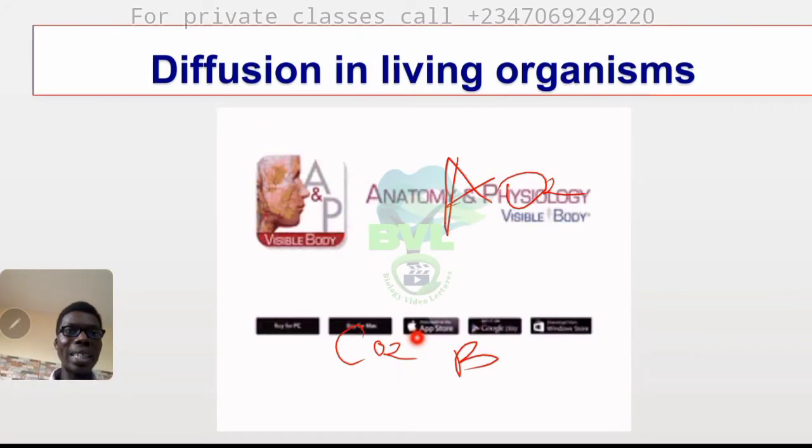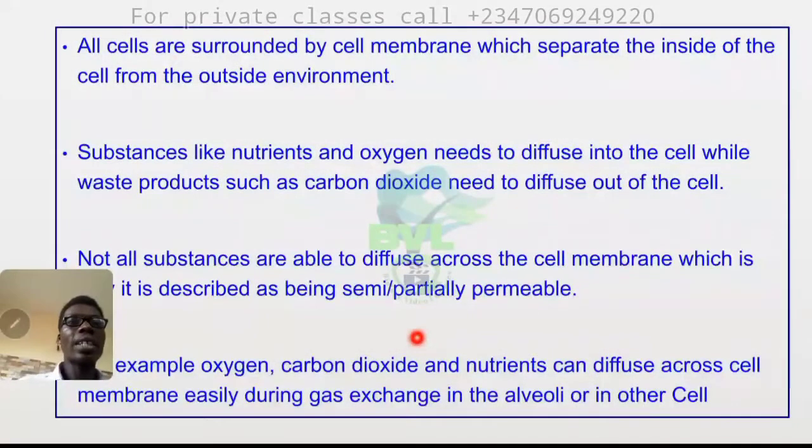All right, that is noted. Now, all cells are surrounded by a cell membrane which separates the inside of the cell from the outside of the cell, or the outside environment. Substances like oxygen and nutrients need to diffuse into the cell, while waste products must what?